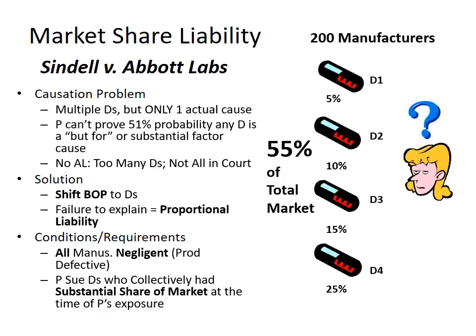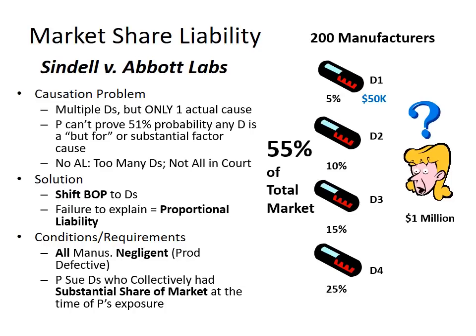And so when you combine the total market share for those defendants, you would have 55% of the total market for DES represented. That would exceed that 51%, which seems to be substantial in order to meet that particular requirement. Now, let's suppose that the plaintiff had $1 million of damage. How much of that damage would each defendant be responsible for? Well, because this is proportional liability, because defendant number one is only 5% responsible, that defendant would only have a 5% share of the $1 million. That means defendant number one is responsible for $50,000.